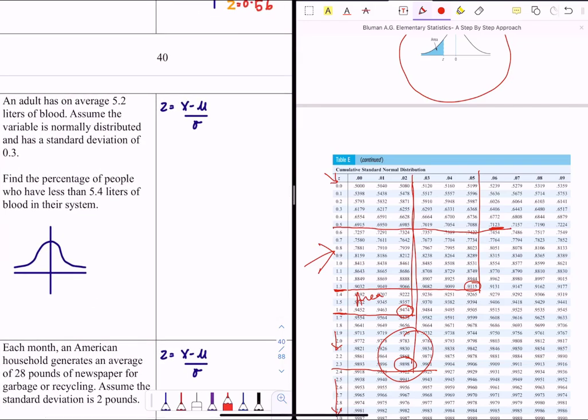An adult has an average of 5.2 liters of blood. Assume the variable is normally distributed, with a standard deviation of 0.3. Find the percentage of people who have less than 5.4 liters of blood in their system.